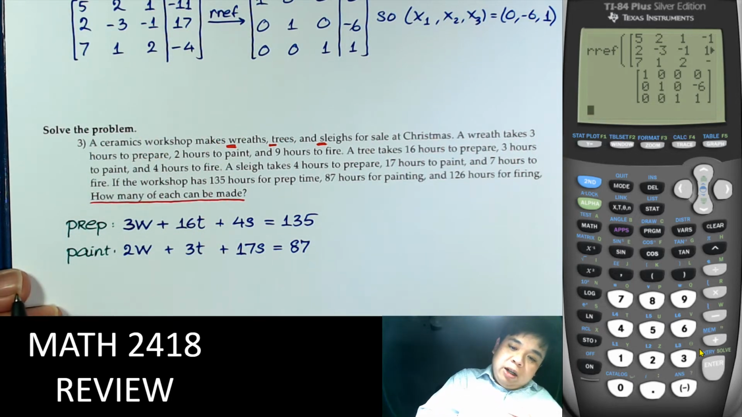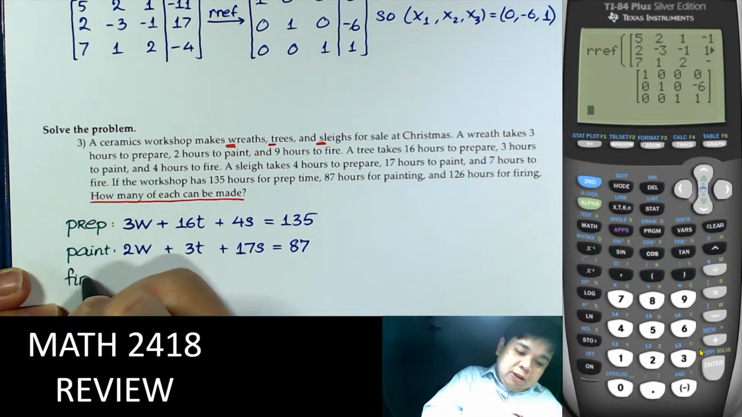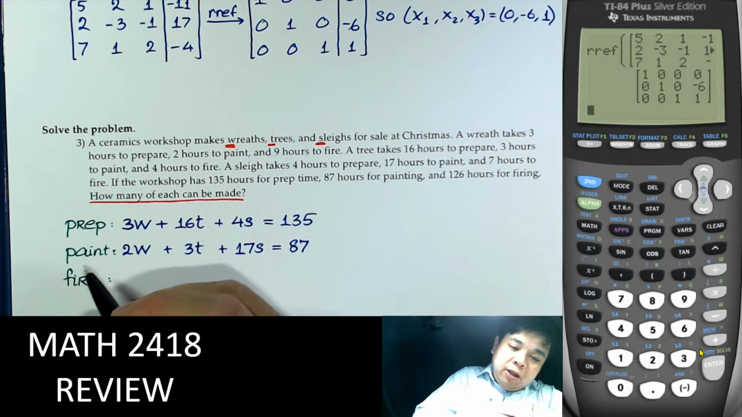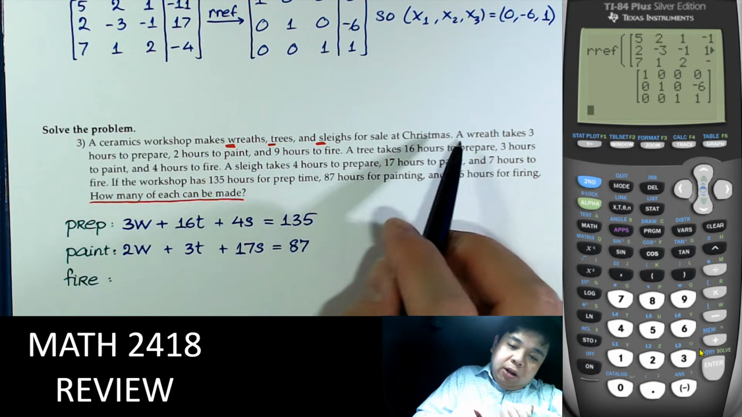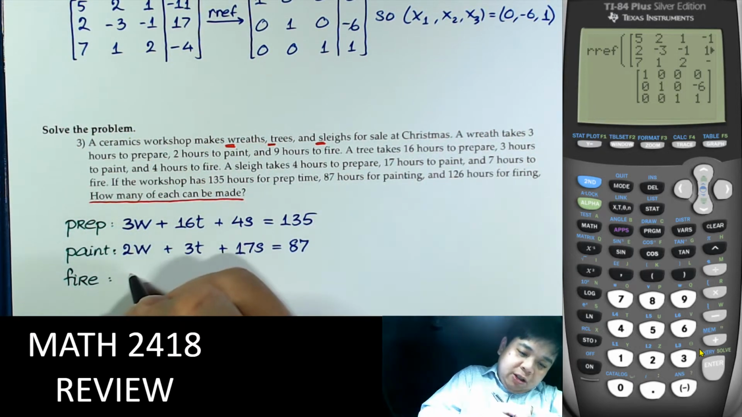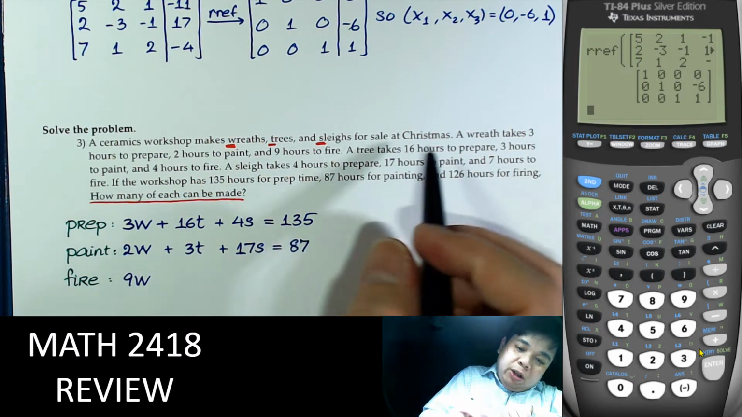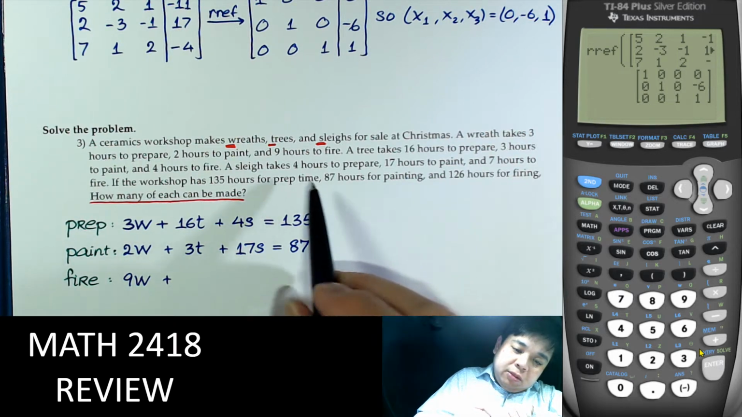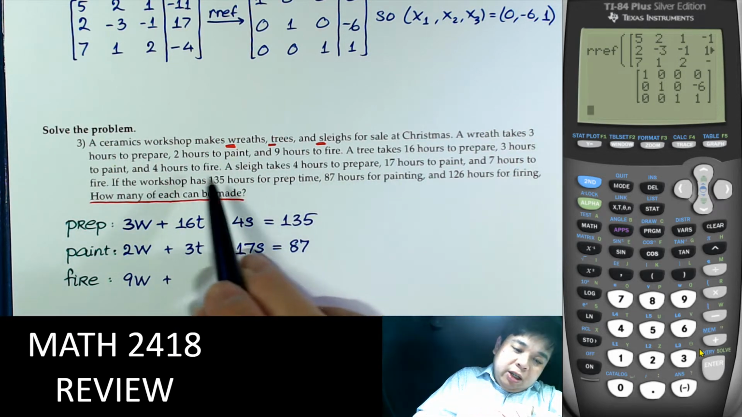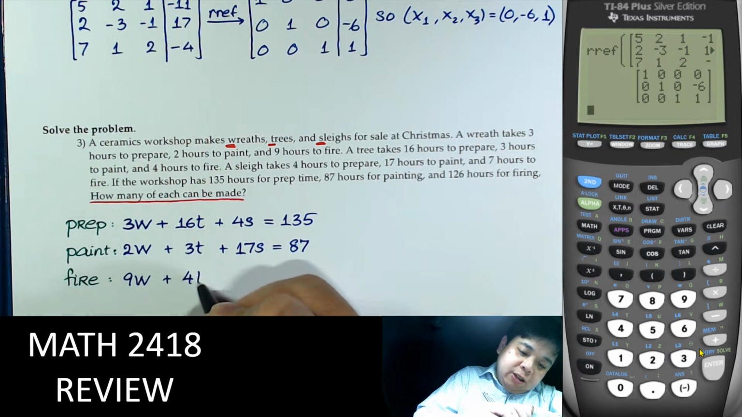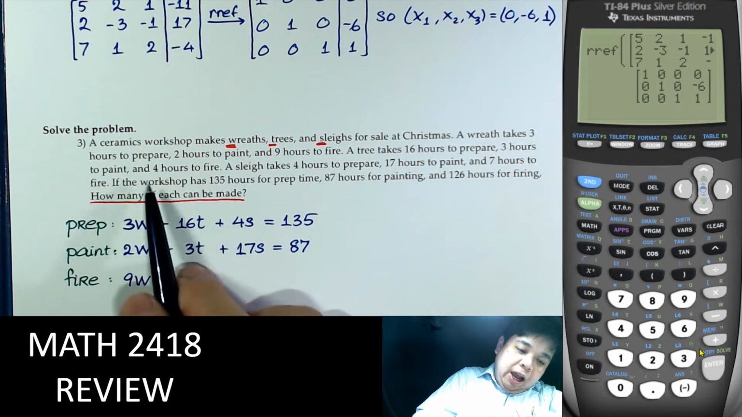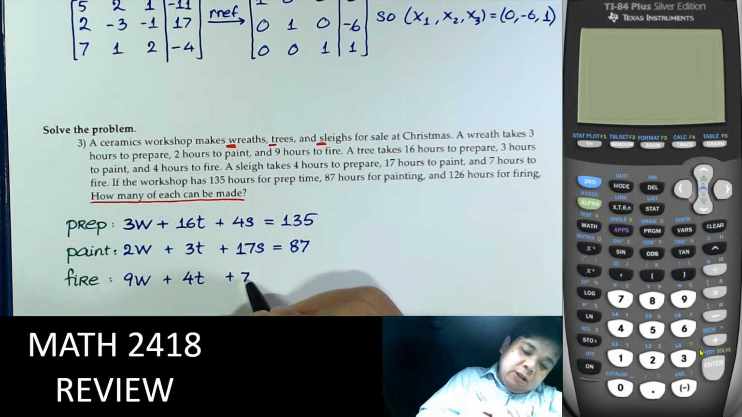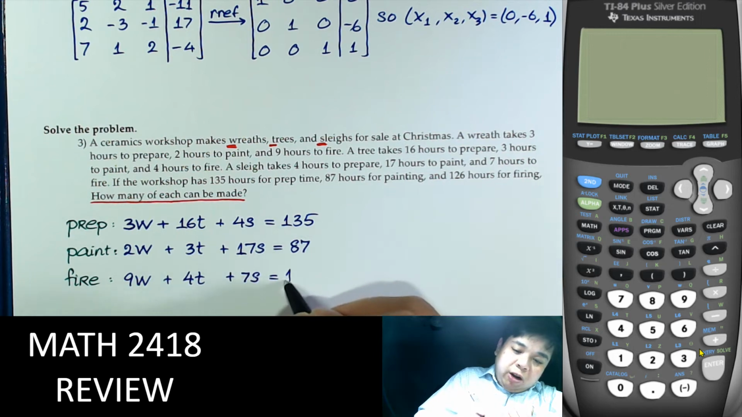And then firing: 9 hours for each brick, 4 hours to fire a tree, and 7 hours to fire a slate. The total time to fire is 126.